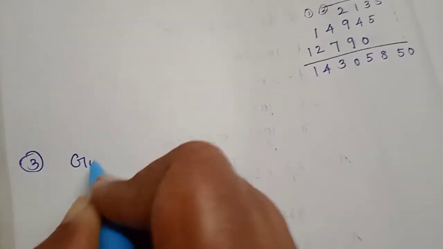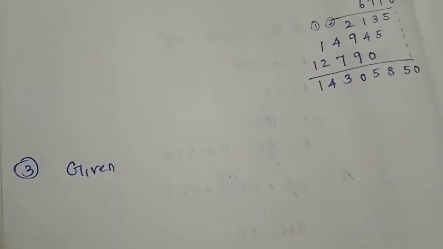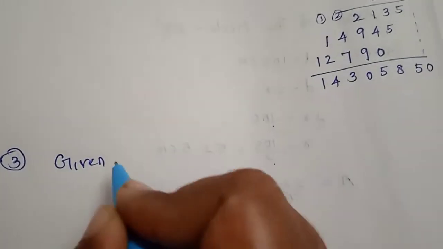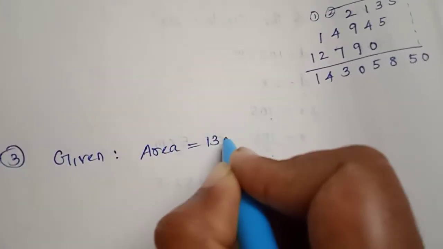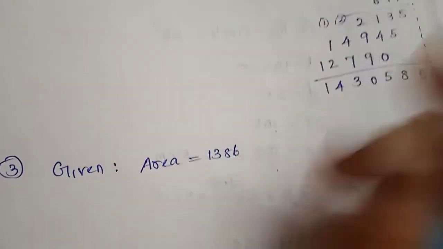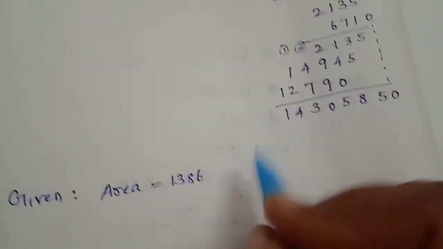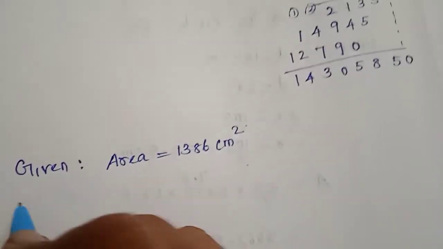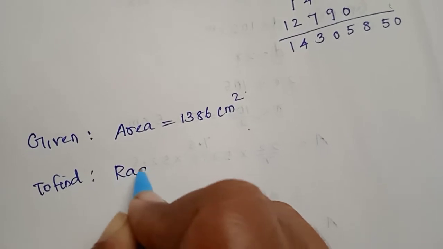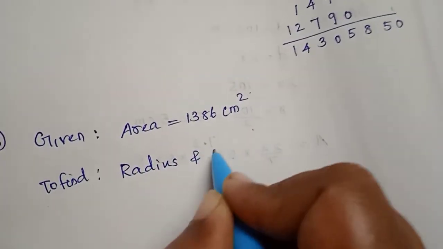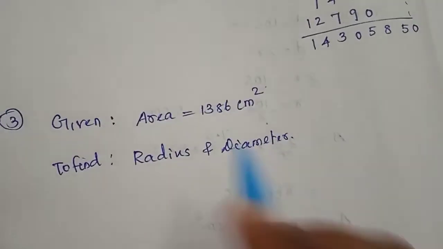First we'll write what is given. Area is given as 1386 centimeter square. What we have to find out? To find the radius and diameter. We have to find out radius and diameter.